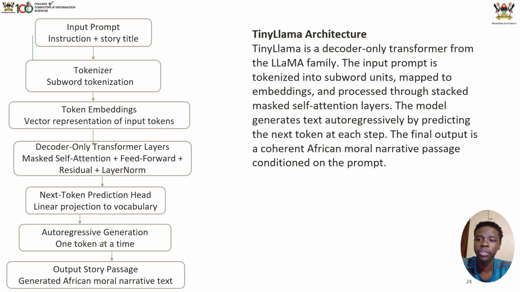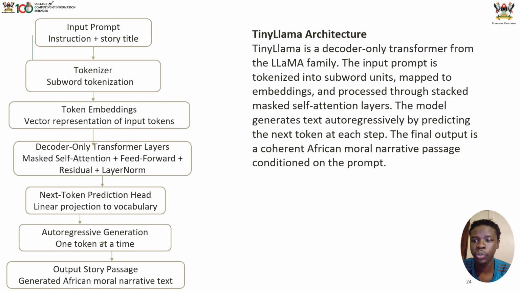Here you have the architecture of the first model, Llama. This slide explains how Llama works. It is a decoder-only transformer. This means it only generates text. It doesn't have an encoder path. The input is a prompt which includes an instruction and a story title. The tokenizer breaks this prompt into subword units, which are then mapped to token embeddings.